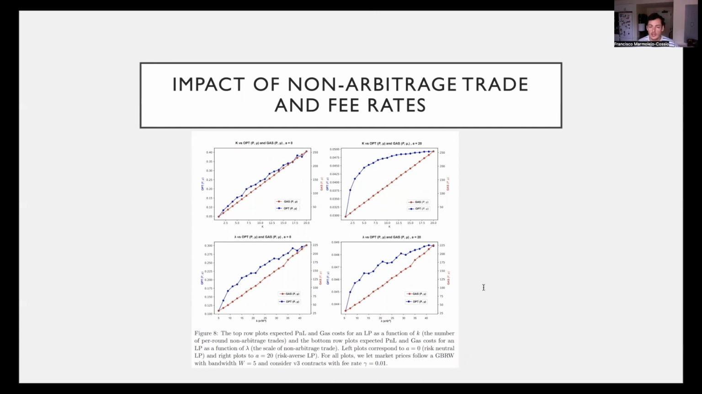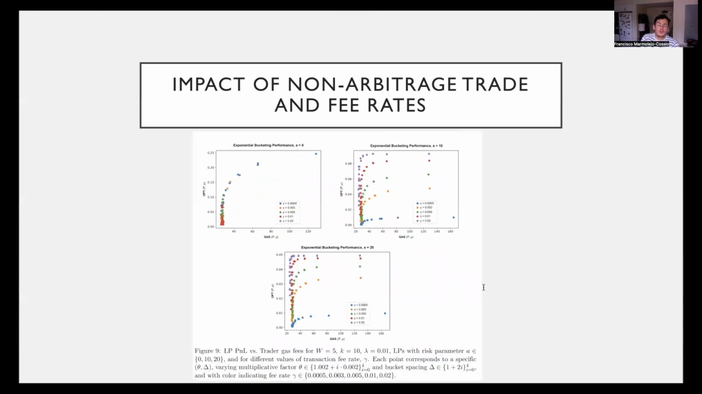in all scenarios, the left column is risk neutral and the right column is risk averse. And each of the rows is a different one of these parameters that contribute to non-arbitrage trade. But the x-axis being a proxy for non-arbitrage trade, as that increases, you see both increased profit and loss for liquidity providers, but you also see more ticks are crossed. So again, we get this dual trade-off for that parameter.